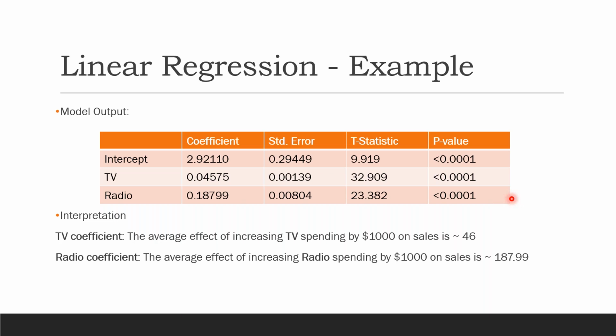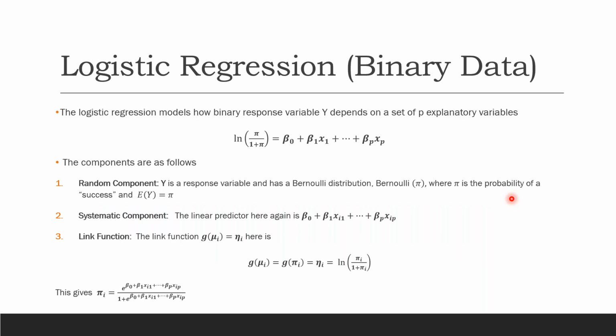So building and interpreting a linear regression model is quite straightforward. It gets slightly tricky when we go to logistic regression and further models. So next we look at logistic regression, which is mainly used for two-class classification. This model shows how a binary response variable depends on p explanatory variables.